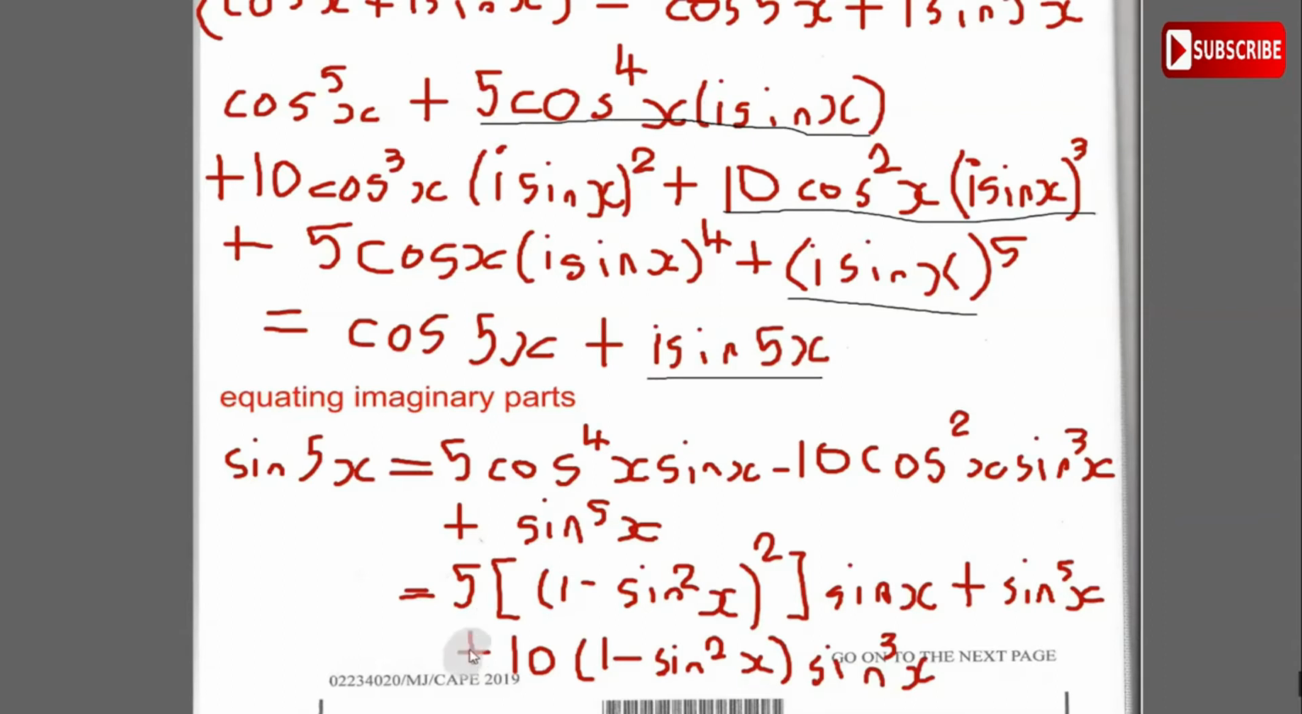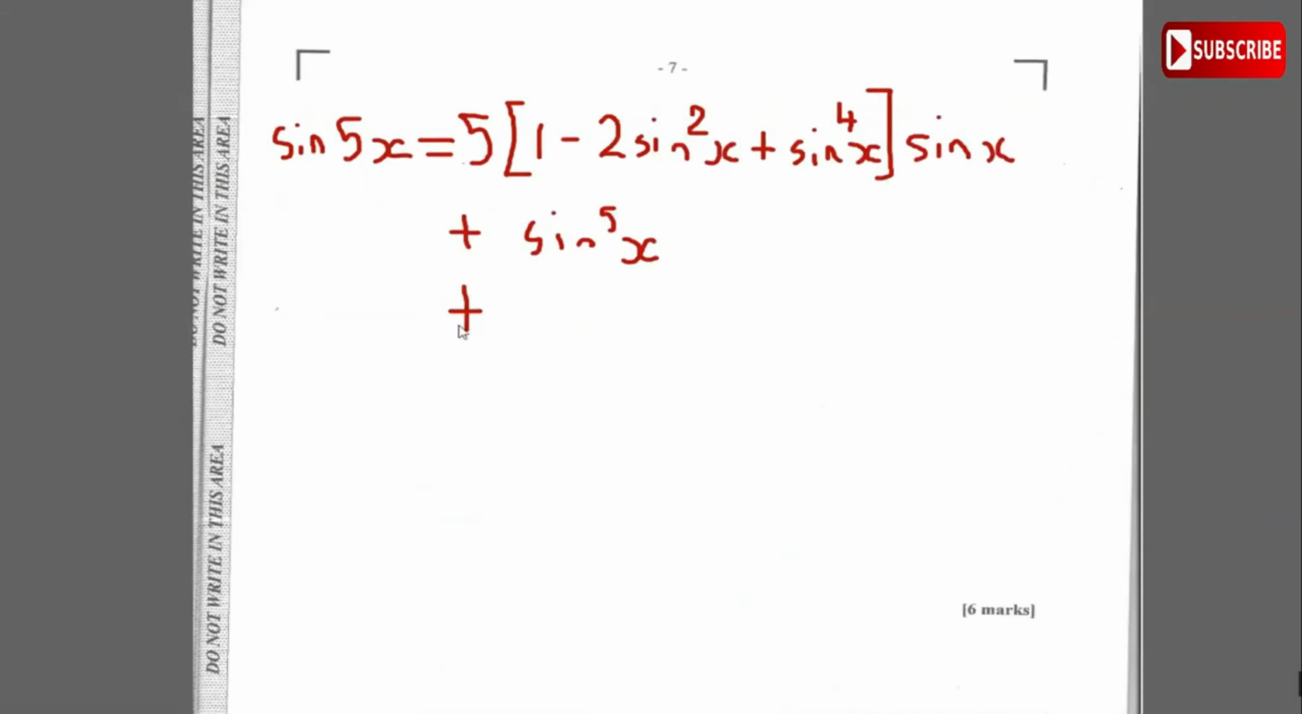Why did I change the sign? That should be minus. That should have been a minus here. And so it should be a minus around here. So it's minus 10 times, and we said 1 times sine cube is sine cube. It's minus 10 times sine cube of x. And then we said sine square times sine cube, so it becomes minus sine to the 5th of x. Nice and easy so far.